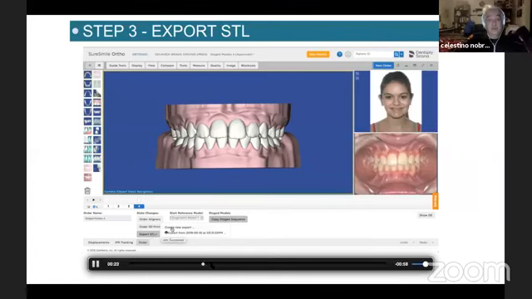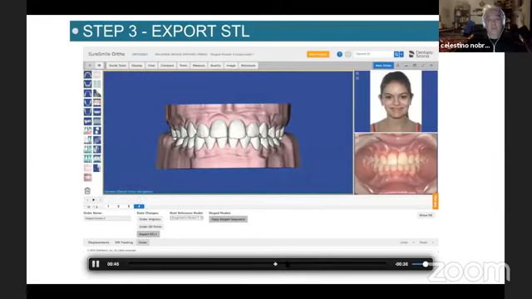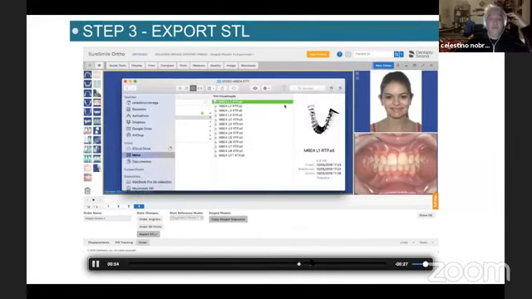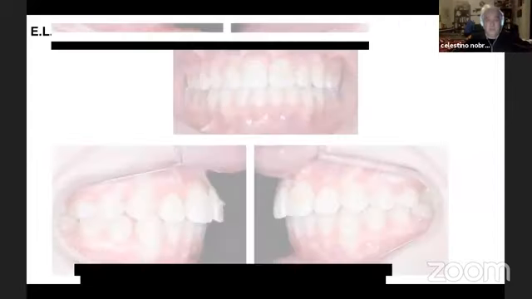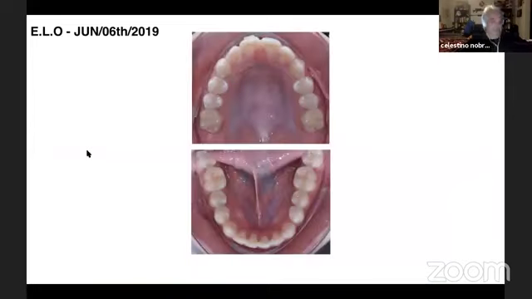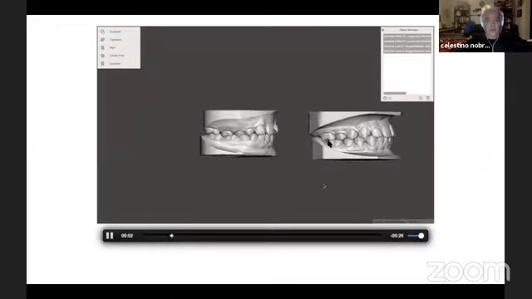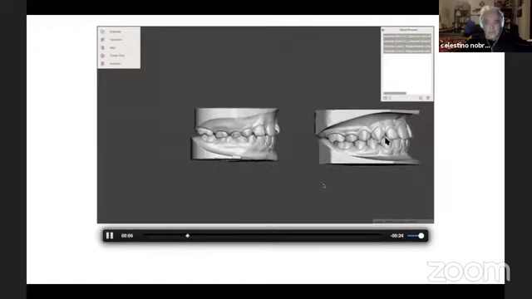So by exporting STL files to my computer, I can print the models, and of course I can print the aligners. No, I can't vacuum form the aligners. This is a do-it-yourself system that I use. And it costs me like $45, nothing more. So we started from here, okay? And this is the result we got after the brackets, okay?